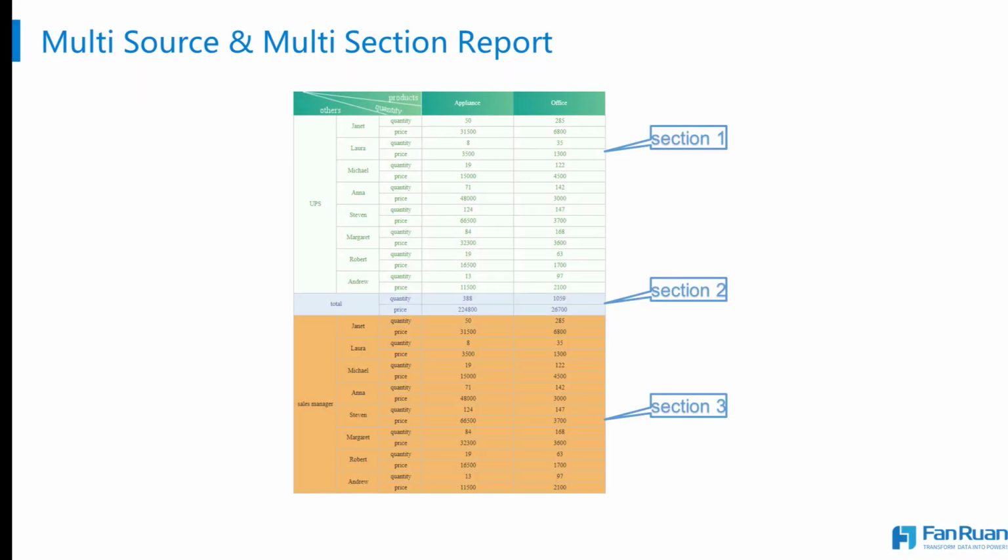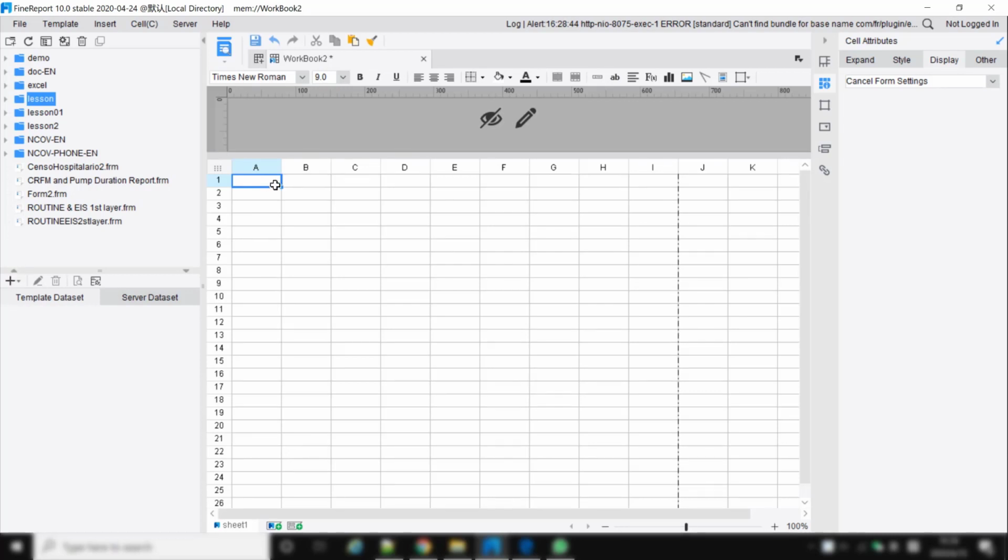So last, we have the multi-source and multi-section report. As you can see from this sample report, we have three different sections, section 1, section 2, section 3, in different colors. And also we're going to use different data sources to make this one report. So let's open the designer.